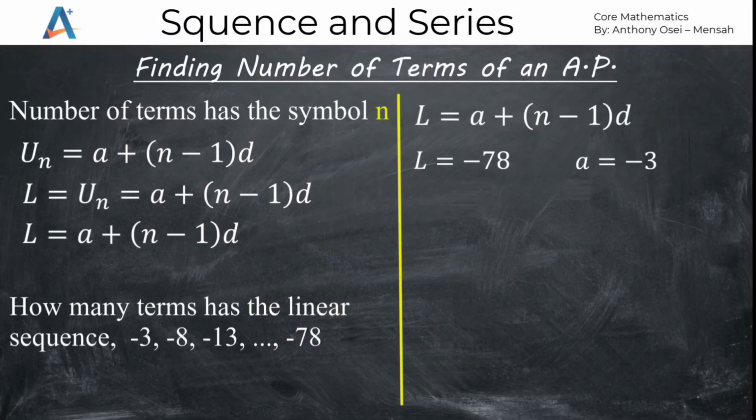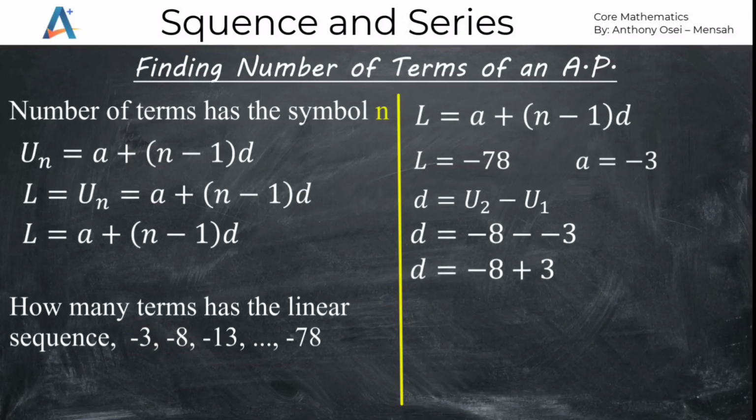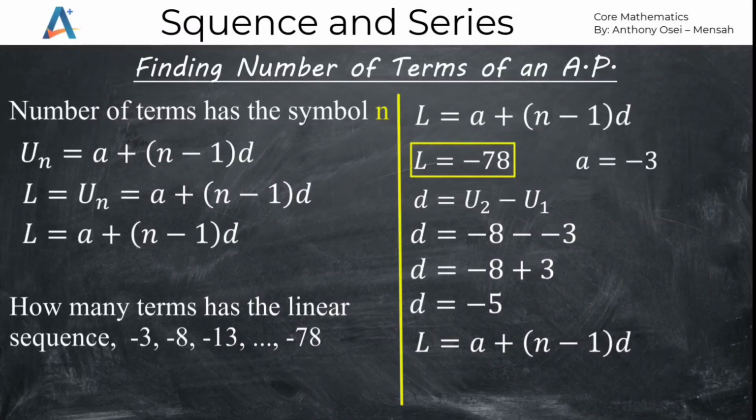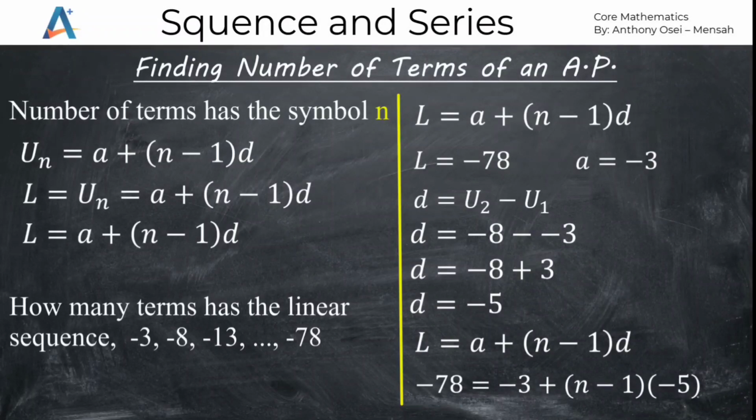A is the first term, which is -3, and then the common difference, which is d, is u2 minus u1, to be just sure of it. That is the second term minus the first term, and our second term is -8 minus the first term, which is -3. So we get d as -8 plus 3, and we get d as -5. So the common difference is -5. Now making substitution into the formula, L is equal to a plus n minus 1 times d. Our L, which is the last term, is -78. It's equal to a, which is the first term, -3 plus n minus 1 times d, and d is -5.